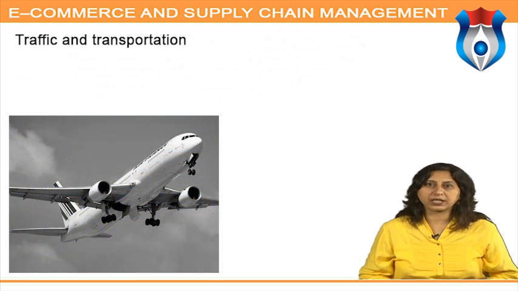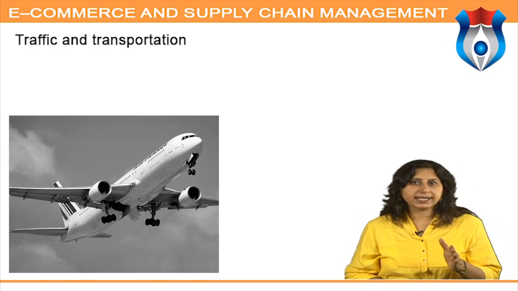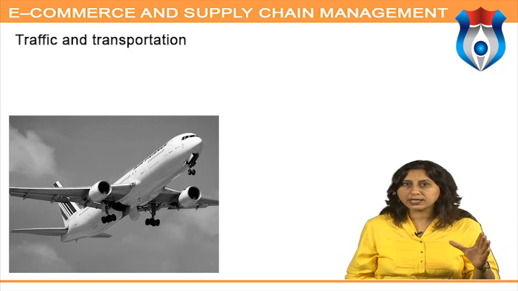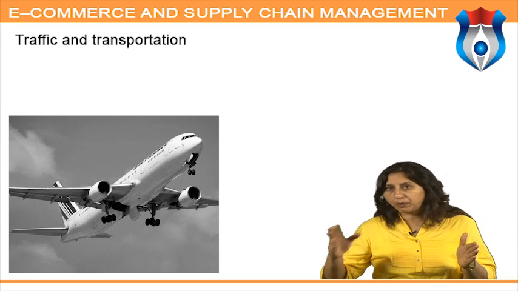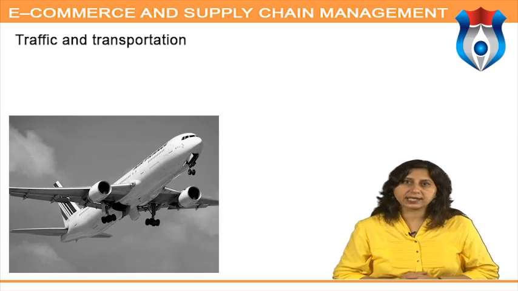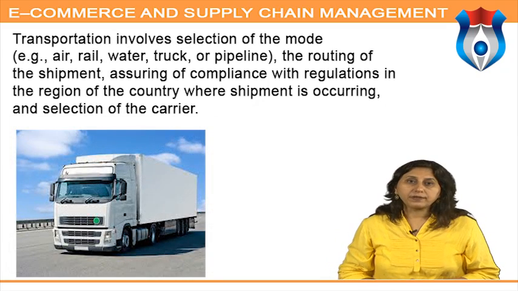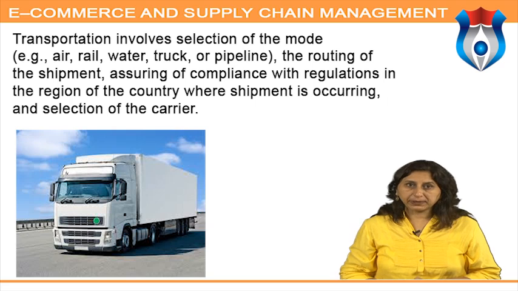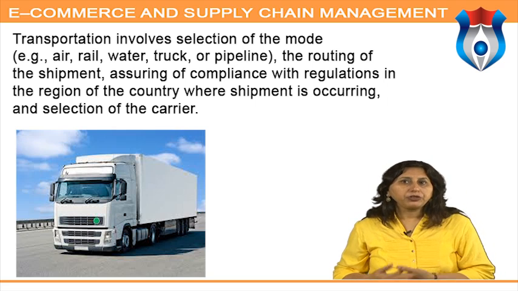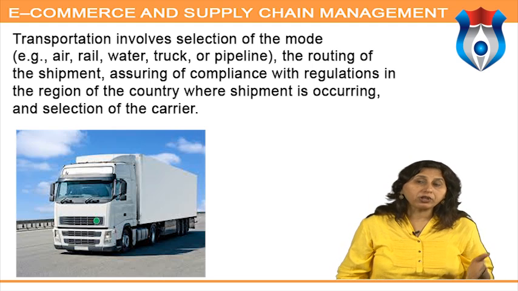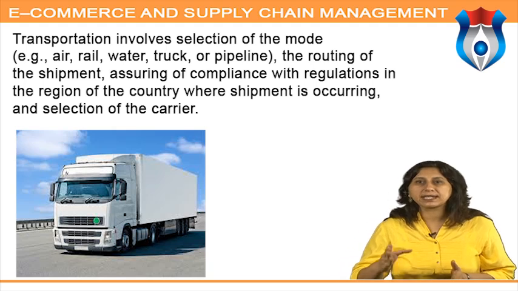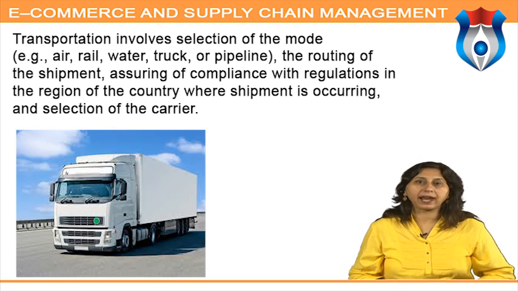Traffic and transportation. A key logistics activity is to actually provide for the movement of materials and goods from one point of origin to point of consumption, and perhaps to its ultimate point of disposal as well. Transportation involves selection of the mode, for example air, rail, water, truck or pipeline, the routing of the shipment, assuring compliance with regulations in the region of the country where shipment is occurring, and selection of the carrier.